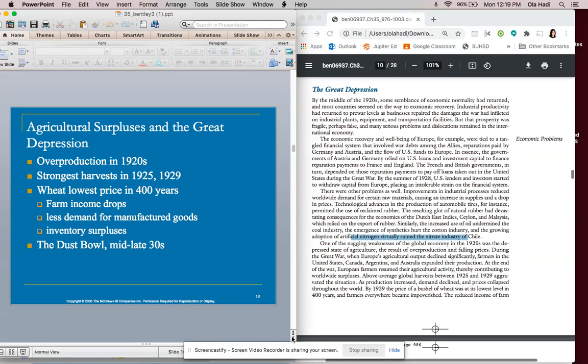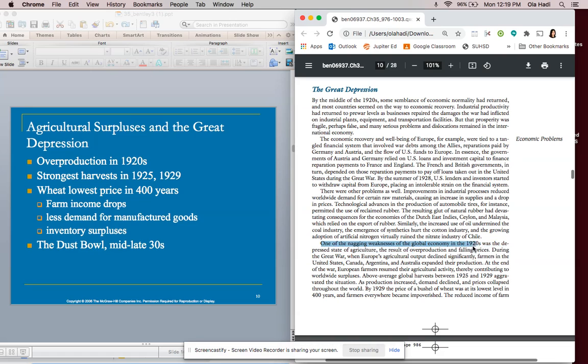Then you have another problem with agricultural surpluses, and this is described in this paragraph. This is a result of overproduction in the 1920s. When soldiers were off at war, other countries started to expand their production to meet the demand. But at the end of the war, those farmers went back and they were farming again, and that led to a surplus of food.